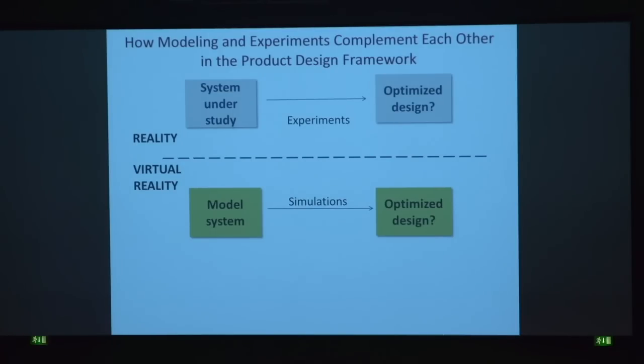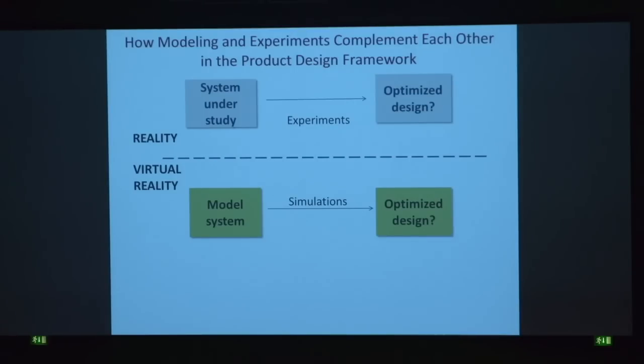On the top, we have the traditional method for designing formulated products. Below is what we aim to do. We would like to do it by virtual reality, by computations only. But it may not be reliable.